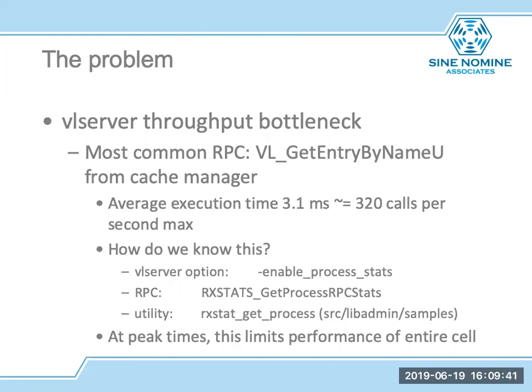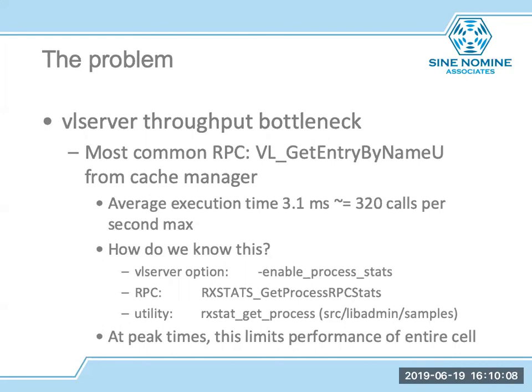The average execution time was determined to be about 3.1 milliseconds for this, so that translates into about 320 calls per second max. So if we have clients that are generating a load of more than 320 lookups per second, then the VLserver becomes the bottleneck for the application. Clients slow down, everything slows down, and there's really nothing that you can do about it.